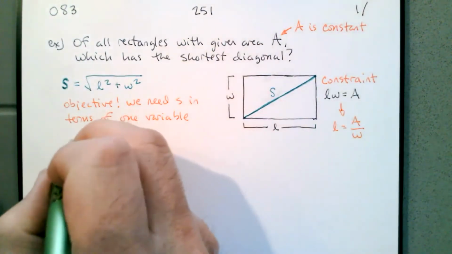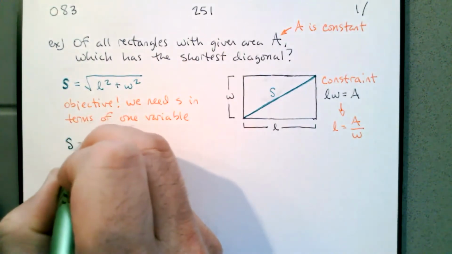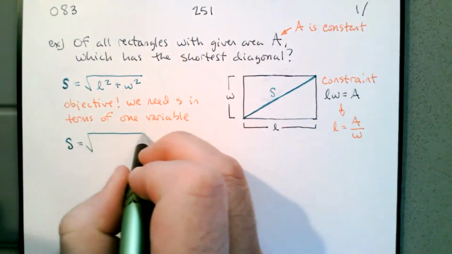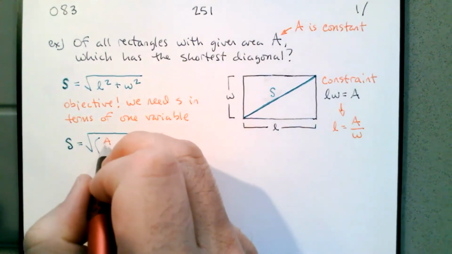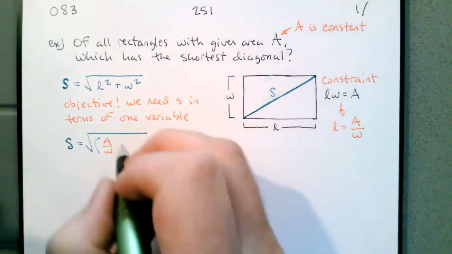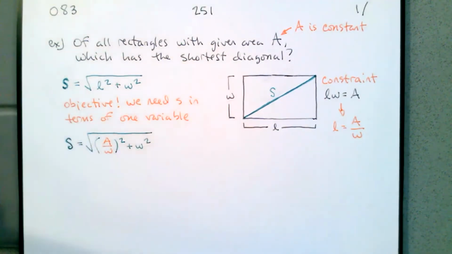So S, for a rectangle of fixed area, the diagonal will be the square root of (A over W) squared plus W squared. Now S is in terms of one variable. We have used the constraint to get our function S in terms of one variable. Any questions?